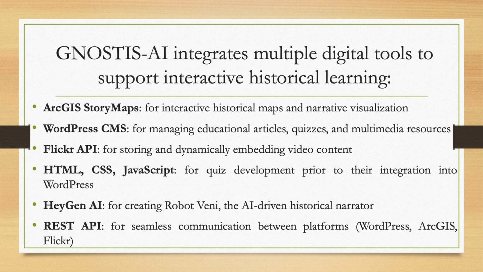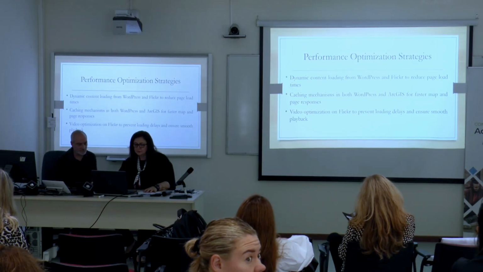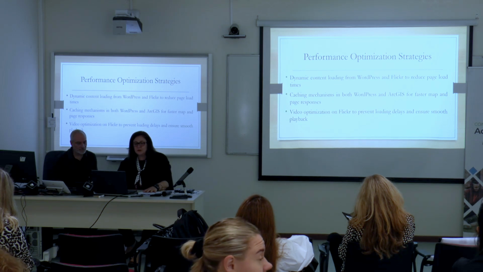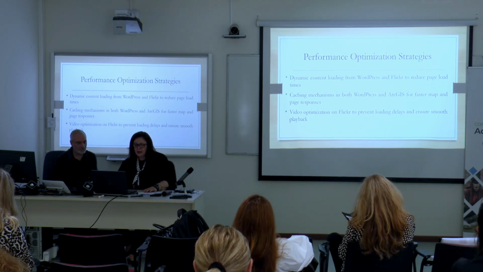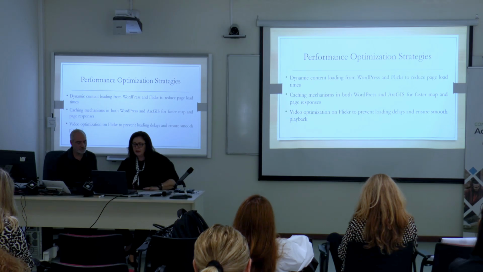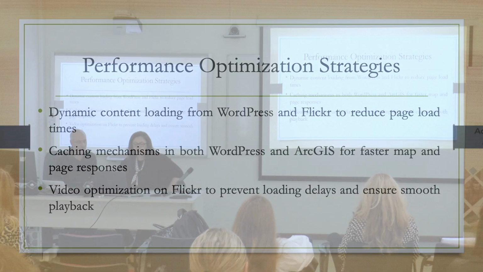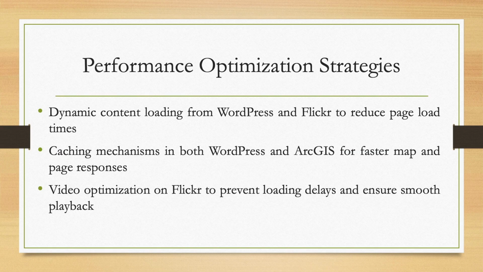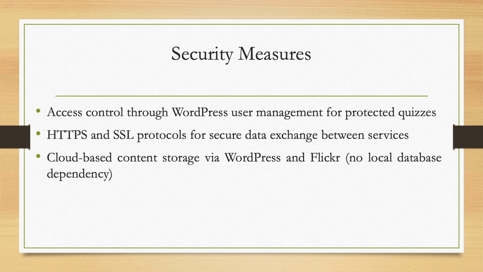The performance optimization strategies were dynamic content loading from WordPress and Flickr to reduce page load times, caching mechanisms in both WordPress and ArcGIS for faster map and page responses, and video optimization on Flickr to prevent loading delays and ensure smooth playback. We also tried to adopt security measures so the users are protected.